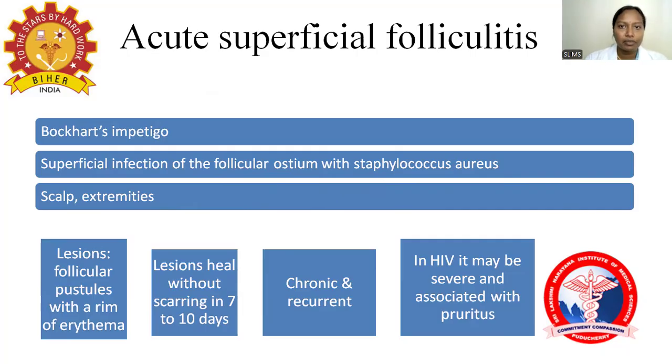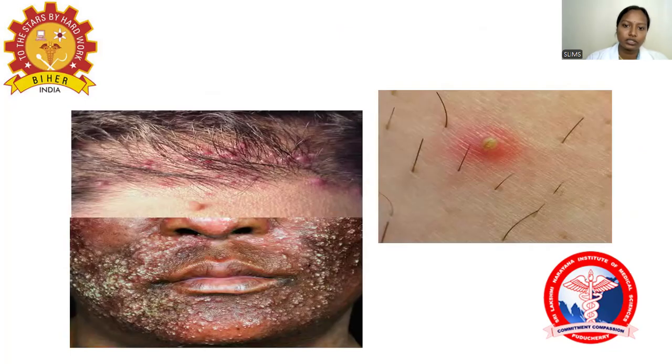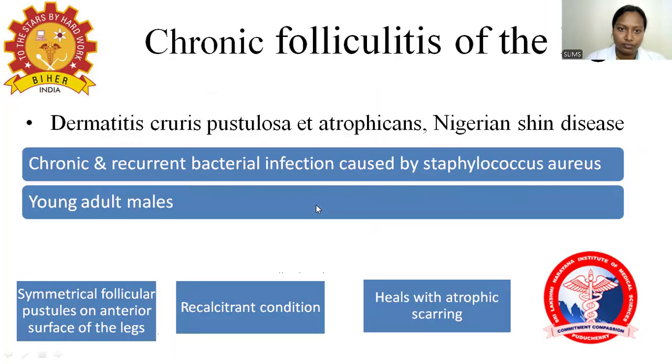In HIV, again, there will be a recurrent folliculitis. So, if you see, it is a pustule with surrounding rim of erythema. In the center, actually, you can find a hair follicle also. So, this is a superficial folliculitis or Bockhart's folliculitis. Can you see only the follicular lesions are getting involved? Multiple smaller pustules are seen, particularly in the hair-bearing areas.